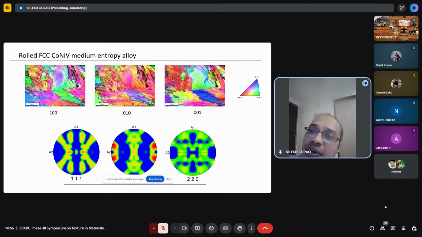Anyways, I just polish the sample roughly. I have to give it to an operator. He or she will do electropolishing or vibromet. And then another operator will do EBSD. This is like research outsourced, like parenting outsourced.